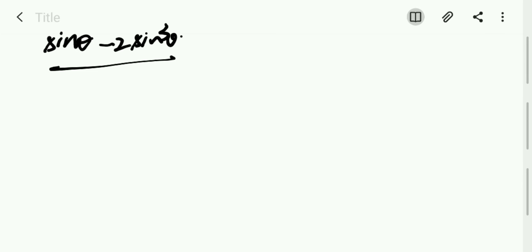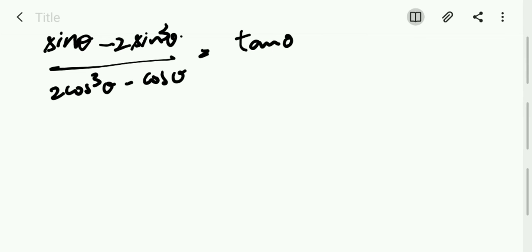Now moving on to the next problem, we have sine theta minus 2 sine cube theta by 2 cos cube theta minus cos theta, which is equal to tan theta. So this is LHS and RHS. We need to prove that LHS is equal to tan theta, which is nothing but your RHS. Now how to go about this sum, guys?